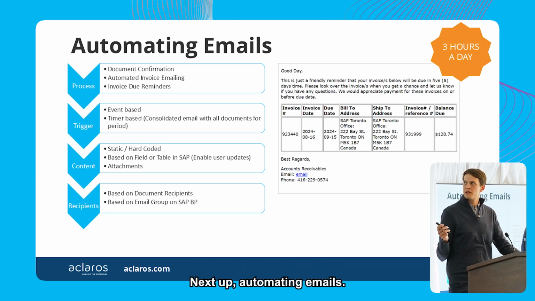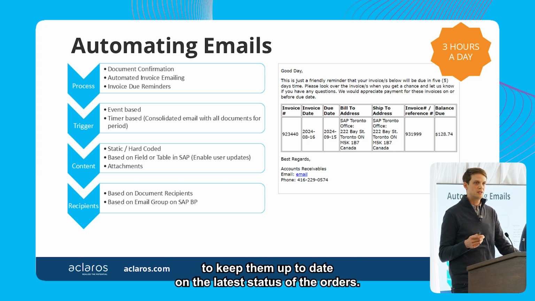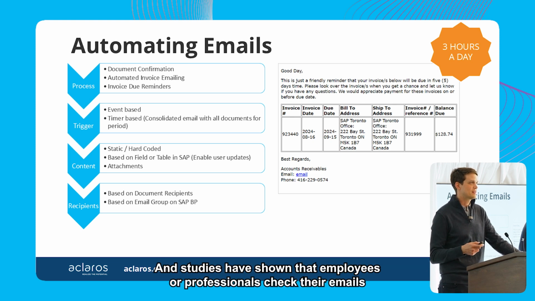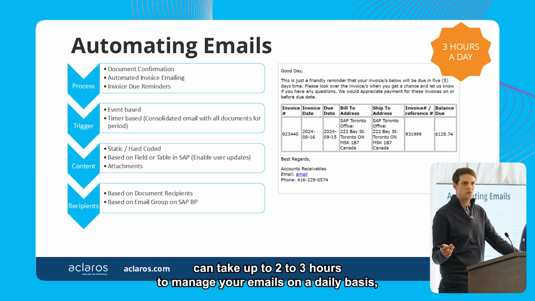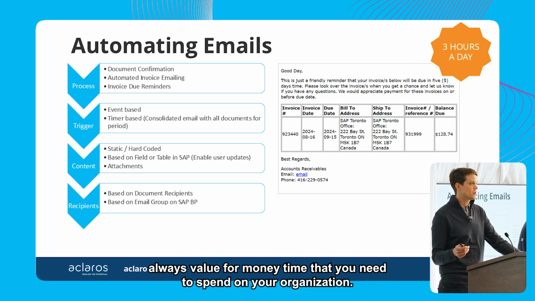Next up, automating emails. So we know a lot of you send emails to customers to keep them up to date on the latest status of their orders. And we know that emails is not the fun part of your day. Studies have shown that professionals check their emails around 15 times a day, which can be up to once every 37 minutes. It can take up to 2 to 3 hours to manage your emails on a daily basis, which is a lot of productive time, but it's not necessarily always value for money time that you need to spend on your organization.